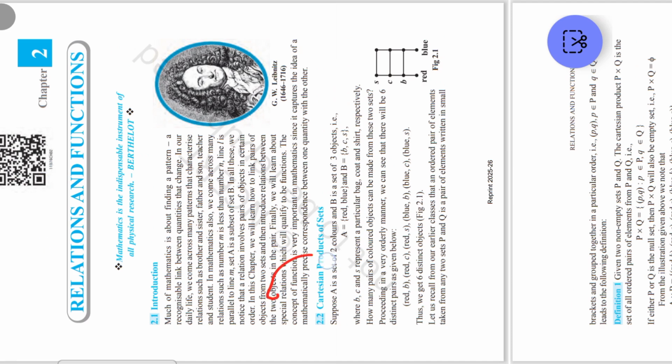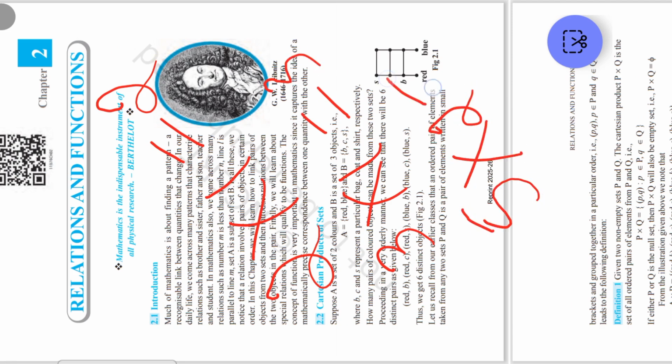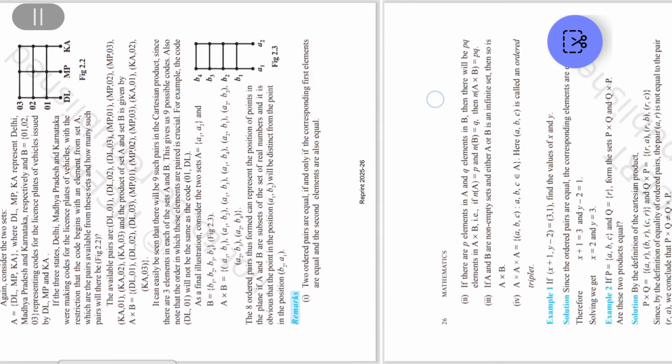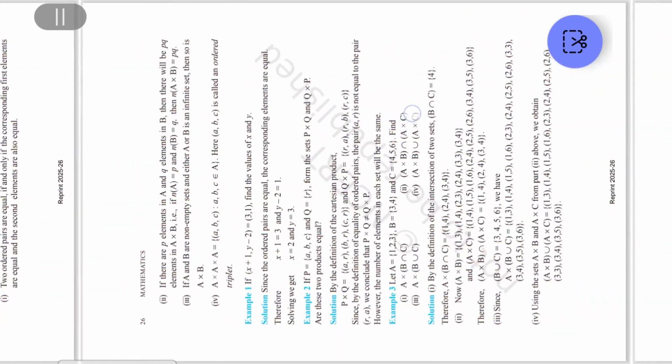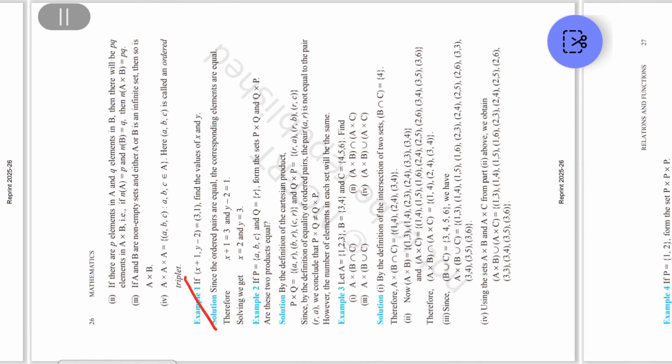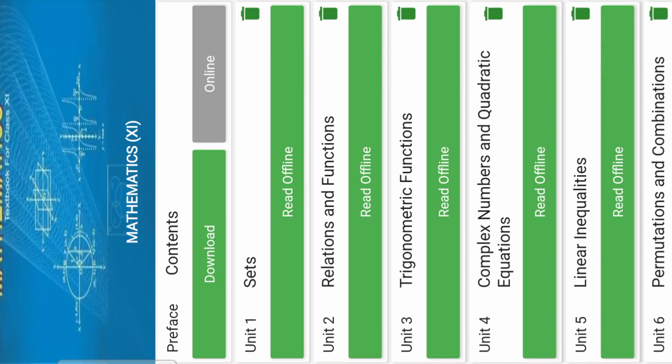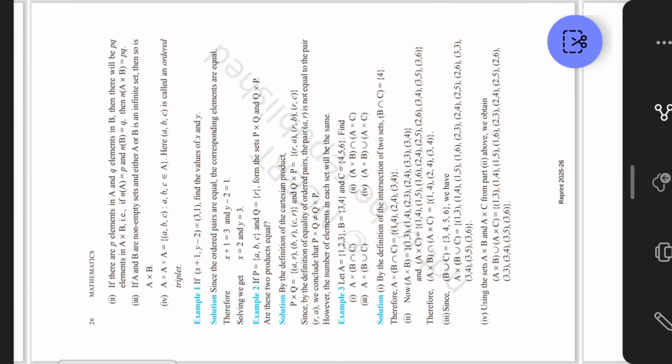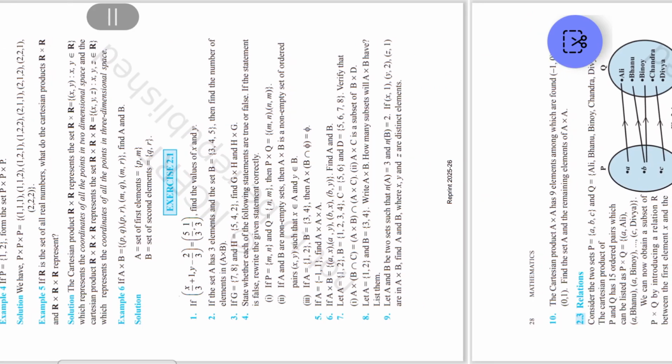Next chapter is relations and functions. 2 marks 1 question, 3 marks 1 question and 5 marks 2 questions. So in this chapter you get 15 marks very easily. It is the second high scoring chapter for your midterm examination. In this chapter the questions are very friendly and very simple. The 2 marks questions are simple.